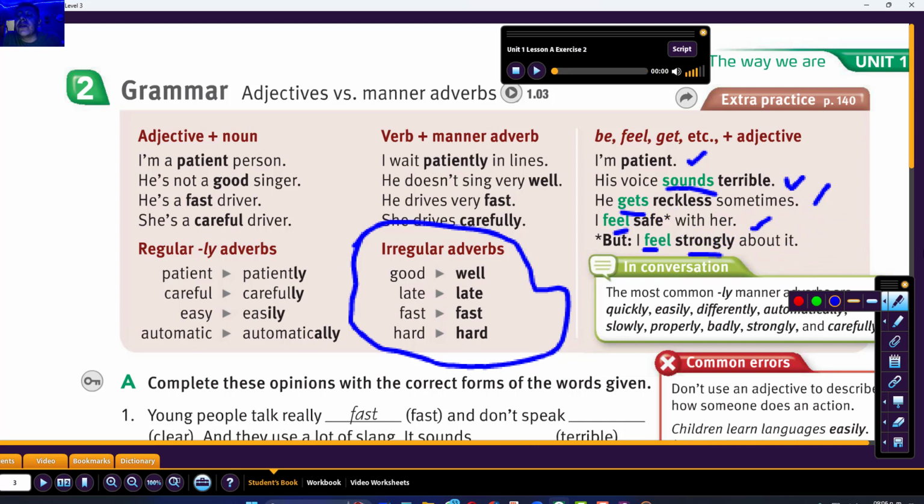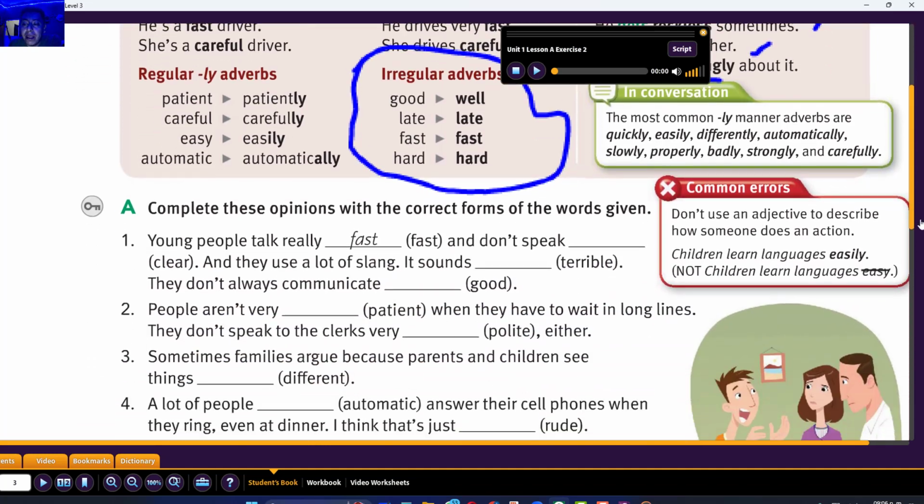Ok, hasta aquí podemos ver que la mayoría de las veces usamos el adjetivo con el verbo feel. I feel sad, I feel happy, I feel terrible, I feel nice, versus I feel strongly. I feel strongly is not that you feel very strong. No, it means that you have a very strong position about something, right? So this is how we use it.